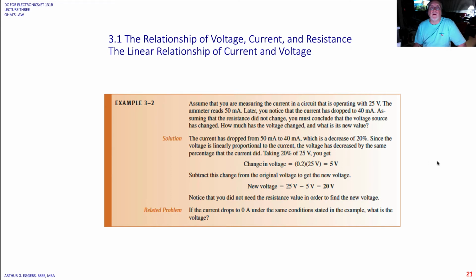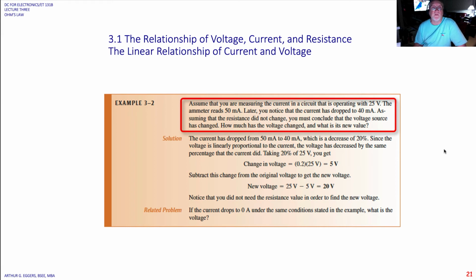Assume that we are measuring the current in a circuit that operates at 25 volts. The current meter, the ammeter, reads 50 milliamps. Later, you notice that the current has dropped to 40 milliamps. Assuming that the resistance did not change, you must conclude that the voltage source has somehow changed. How much has the voltage changed, and what is its new value?